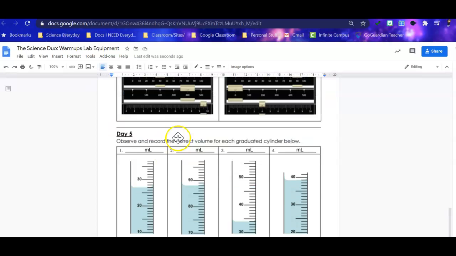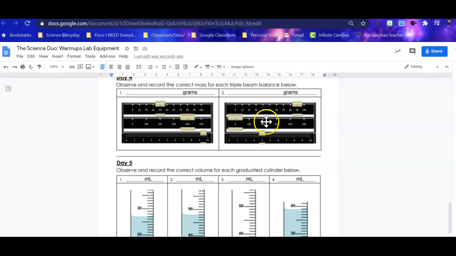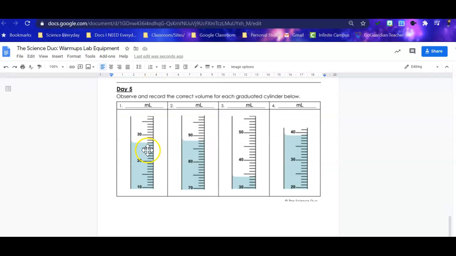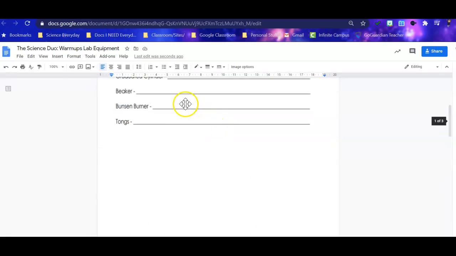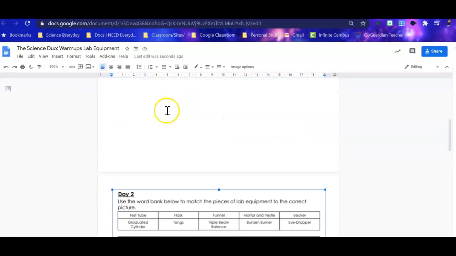I did want to look at day 5 with you a minute. This, by the way, is a triple beam balance. You're going on day 4. You look at your hundreds, your tens, your ones. You add them together and give me the answer in grams. Day 5, you're going to look down here at the bottom middle. That's called the meniscus line. You will look at that line to tell me what this is in milliliters. So that's how we do our bell ringers.